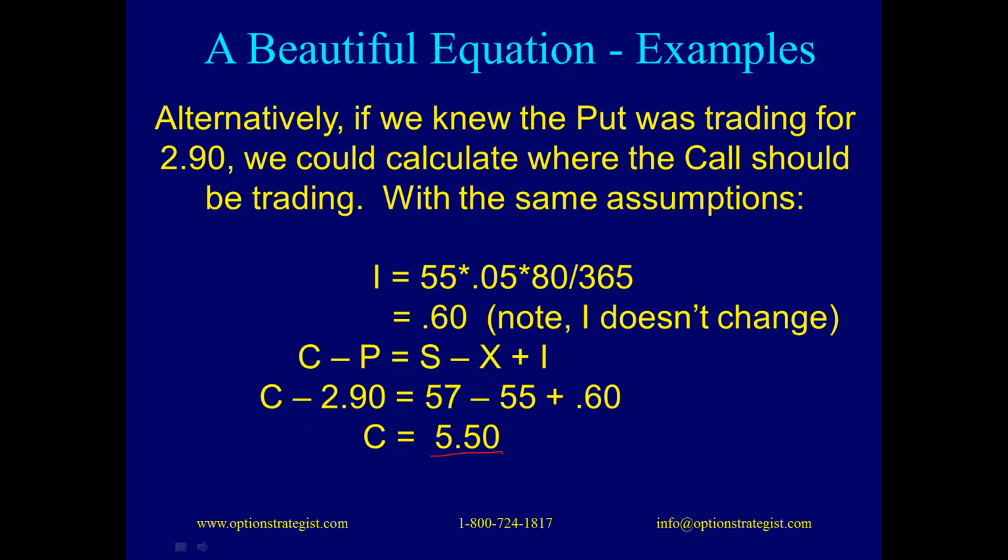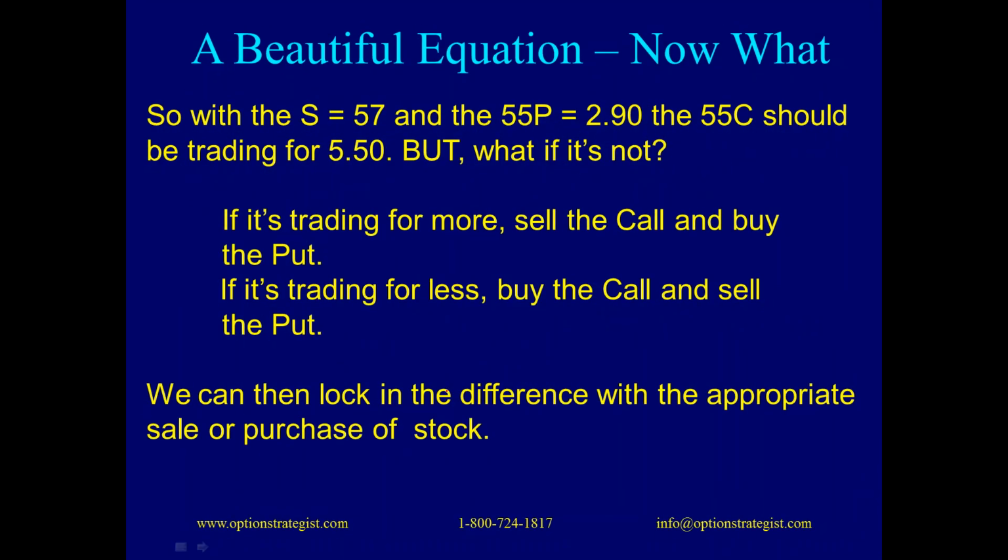What if they're trading at some other price? These are theoretical prices. Well, what if they're trading at some other prices? What does that mean? Well, with the stock at 57 and the 55 put at 2.90, we know the call should be trading at 5.50. But what if it's not? Suppose it's trading at 5.75. The put is still 2.90, but the call is trading at 5.75. What we're saying is that relative to the put, the call is priced high. Or maybe it's the other way around. Maybe the put is priced low. Call is high relative to the put, or the put is low relative to the call.